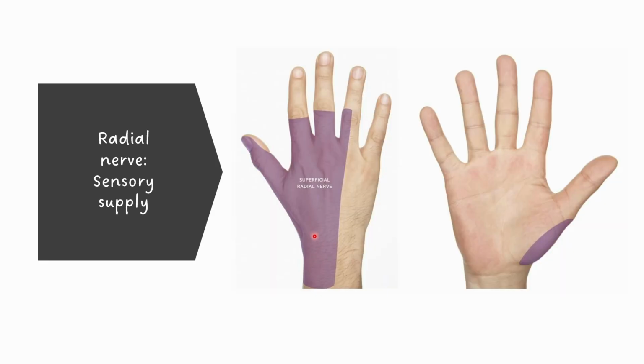In the hand, it provides sensory innervation to skin over the lateral part of the dorsum of the hand and the dorsal surface of the lateral 3.5 digits proximal to the nail beds. It also supplies a small area over the lateral aspect of the palm.